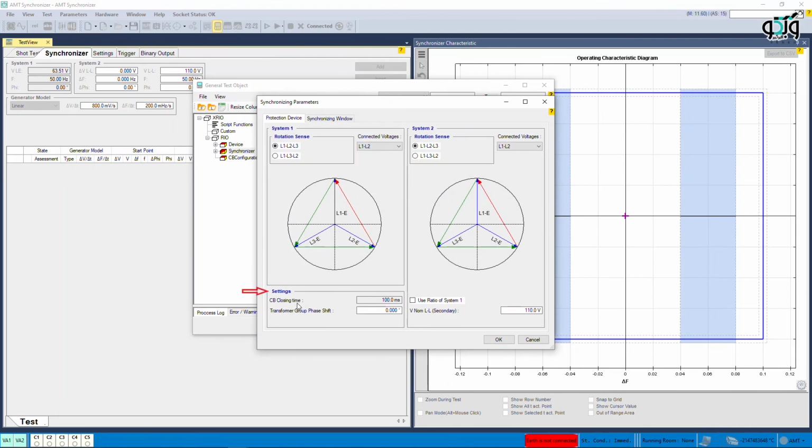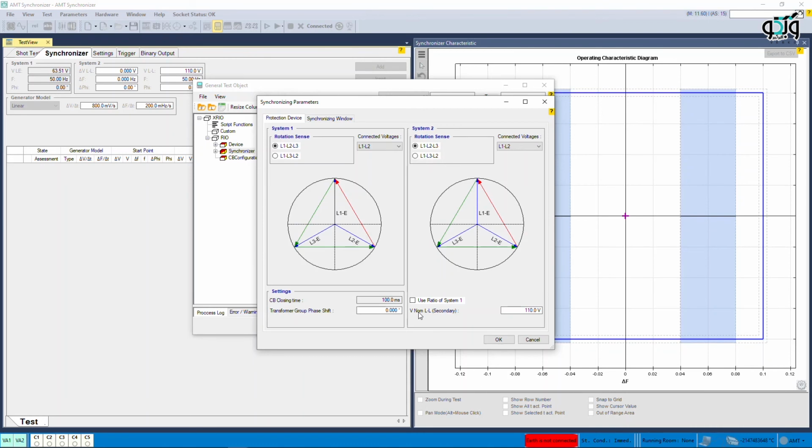The key performance time is entered in the settings section of this part and in the CB closing time field, and the phase shift that can come from intermediate equipment or a coupling transformer is specified in transformer group phase shift. The nominal voltage of the system number 2 is entered in VNOM LL field, and if this value is different from that of the system number 1, it needs to be specified. By specifying this value, the voltage difference that is resulted from the test will be in relation to nominal voltage of system number 2 and not the voltage of system number 1.